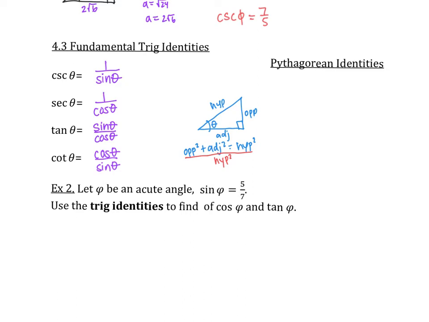If I do that, opposite over hypotenuse is sine, so this actually turns into sine squared theta. Adjacent over hypotenuse turns into cosine, but it's squared. And hypotenuse squared divided by hypotenuse squared turns into 1. So the Pythagorean identity, the main one, is that sine squared theta plus cosine squared theta equals 1. It's called the Pythagorean identity because it comes from the Pythagorean theorem.